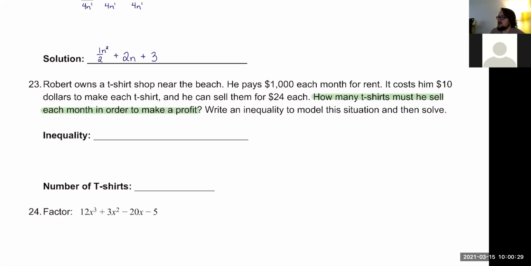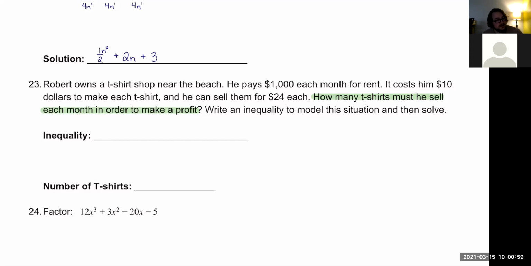Now, at the start of each month, is Robert ahead? No, because what does he have to pay for right off the bat? Rent. So he pays his rent. And then in addition to that, he also has to pay for supplies. He starts off in the negative. So he needs to know how many shirts he's got to be selling each month in order to, at the very least, break even before making a profit.